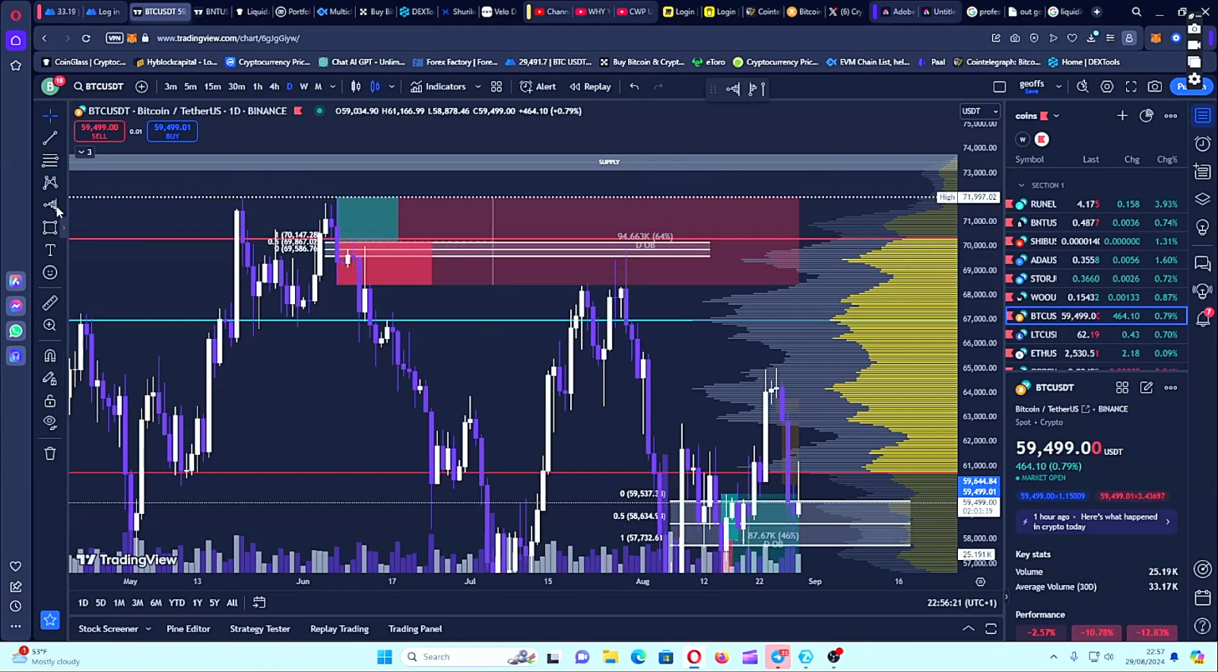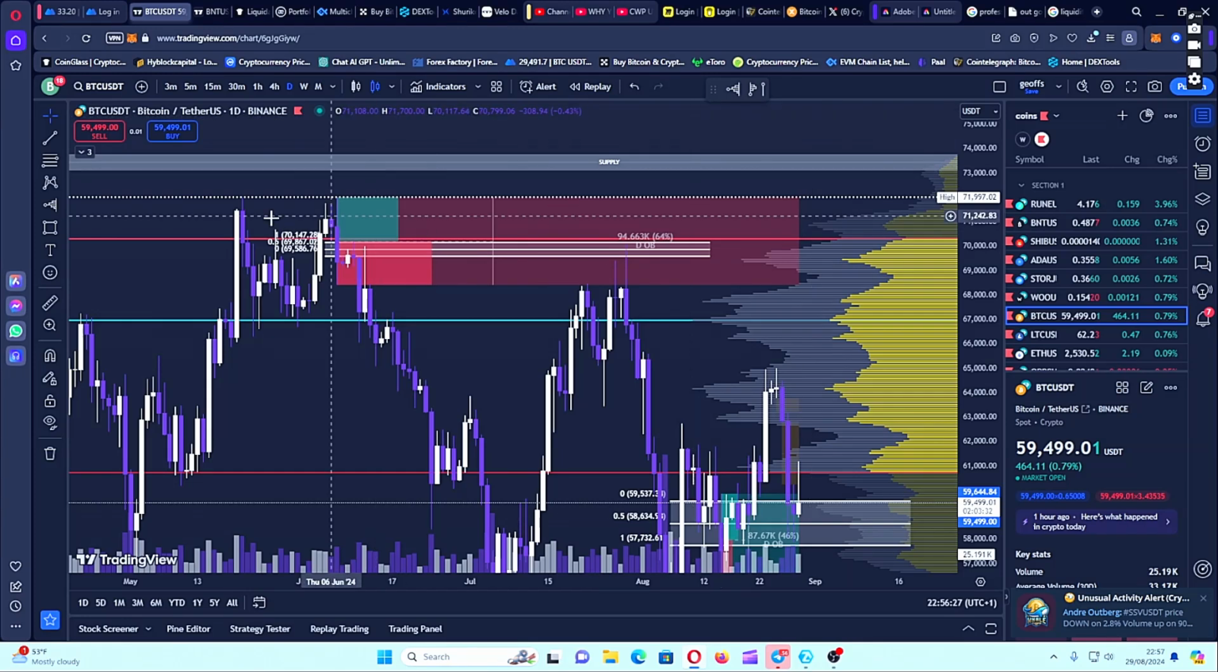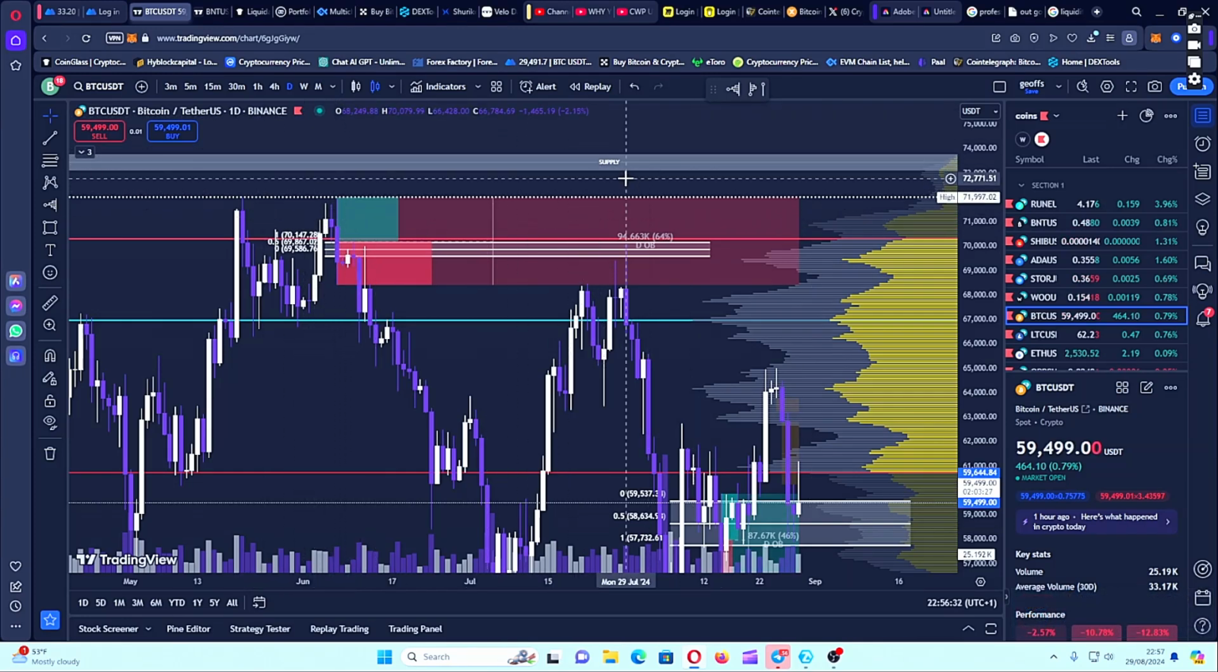If price had done something along the lines of like that, inverted it, created another one, then yeah, it probably would have broken all-time highs, which is up here, which it never did.